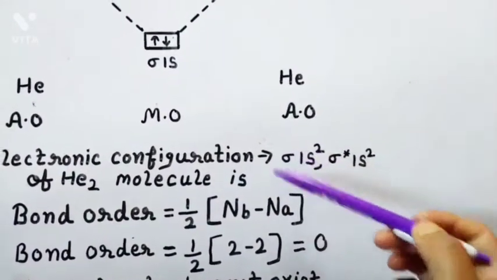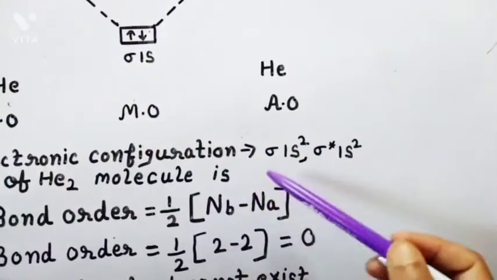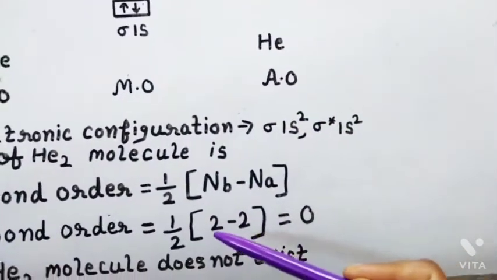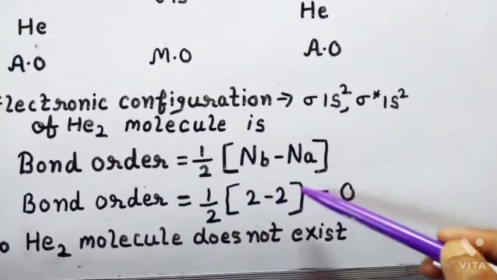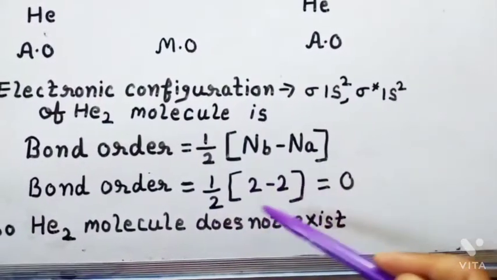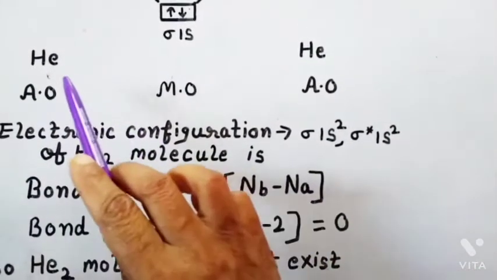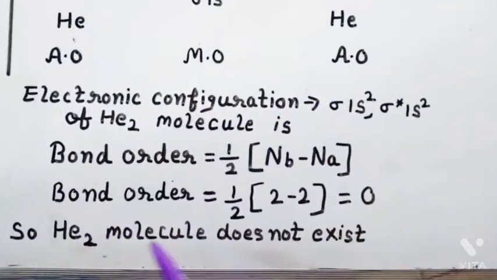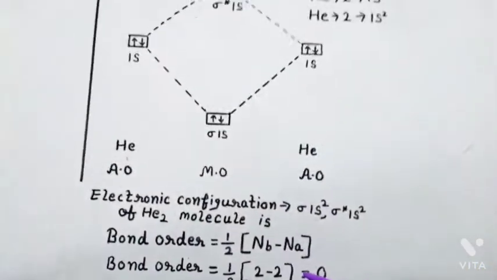So we can see it from here. In the bonding orbital, without the sign of star, 2 electrons are present, so we will write 2 here, and in the anti-bonding molecular orbital 2 electrons are present, so 2 here. When we solve this, the answer comes out to be 0. 0 means that a bond is not present between the 2 helium atoms. It means the helium molecule does not exist. So this topic is completed.